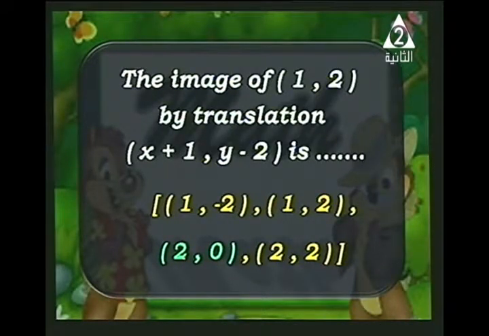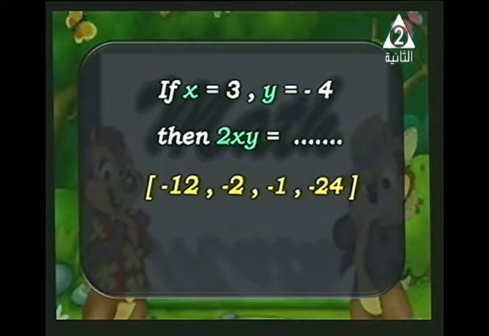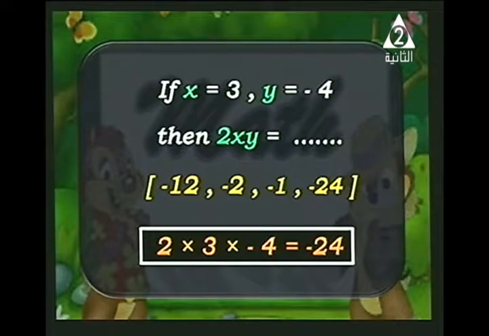Another example. If x equals 3, y equals negative 4, then 2xy equals what? Is it negative 12, negative 2, negative 1, or negative 24? What's the meaning of 2xy? It means 2 times x times y. So it is 2 multiplied by 3 multiplied by negative 4. You are going to obtain a result of negative 24. Then 2xy equals negative 24.